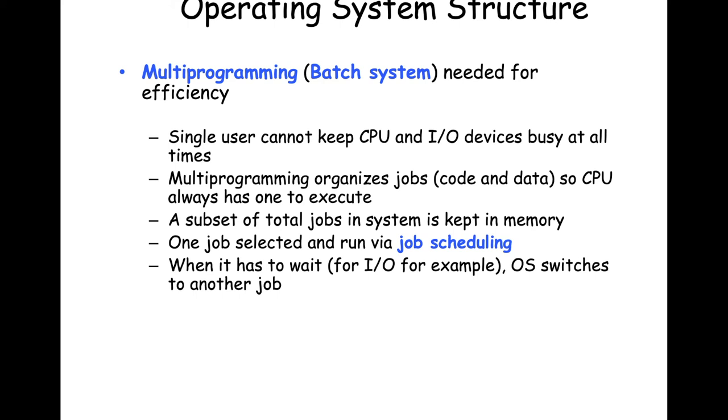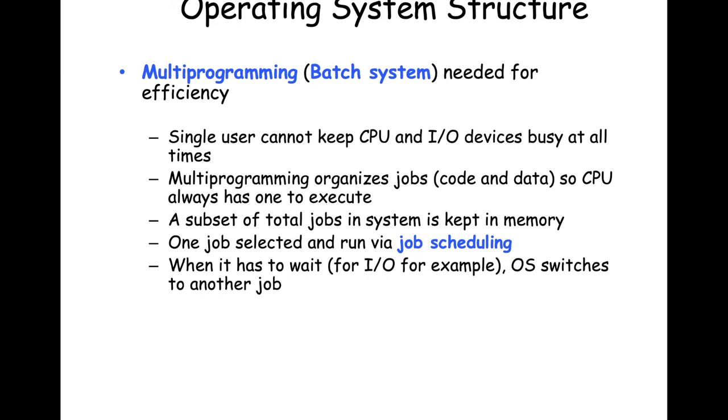And so a subset of all of the programs or jobs, as they were called, available on the system, you could have easily 50 people in a computer room, 100 people in a computer room, had programs that they would submit to the system. A subset of all the total jobs were kept in memory. So one of the programs would be selected and it would be run. And the special part of the operating system that did that was called the job scheduler.